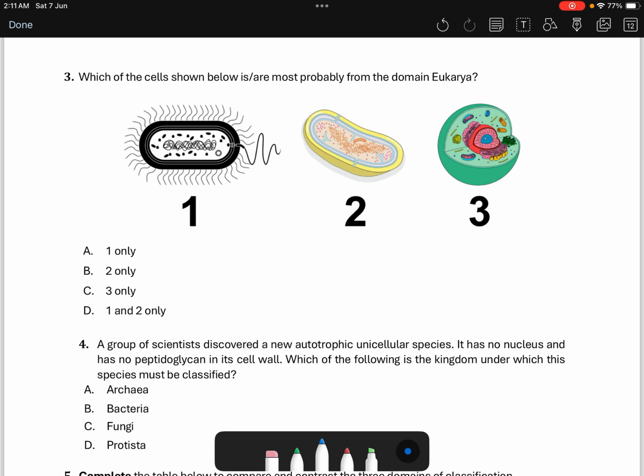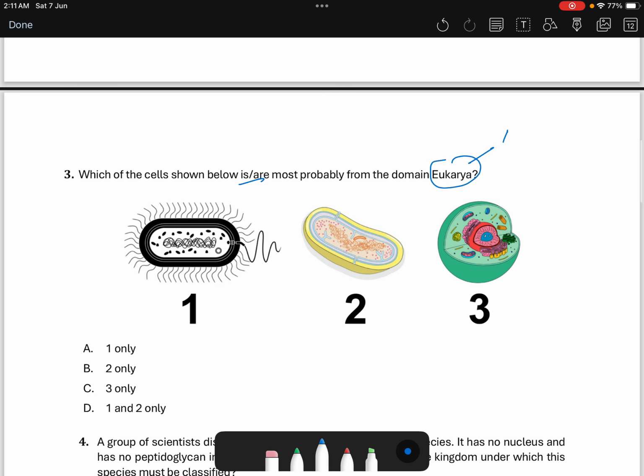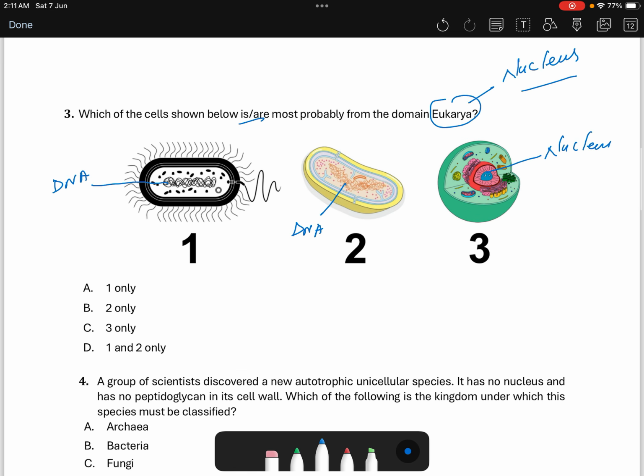Which of the cells shown below is from domain eukarya? So we know from here now, you should be looking for nucleus. So they should have nucleus. So here, this is DNA. This is DNA, no nucleus, right? This is also over here, this is DNA, no nucleus. But over here, this one, you have nucleus. So you can easily say over here, it is 3 only. So 1 and 2, these two are prokaryotes. And who are the prokaryotes? Bacteria and archaea.